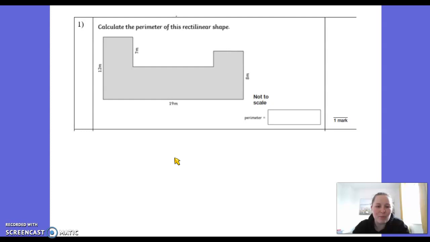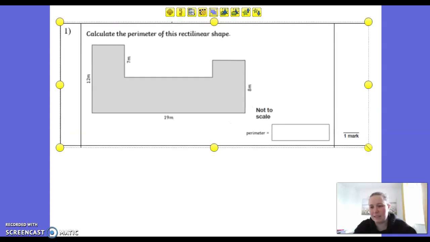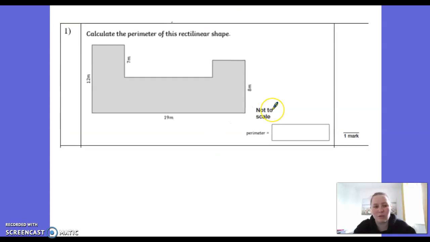So here's number 1. Now this question, when I was originally looking at it, I thought, oh, that's easy. And then I realised we've got lots of missing sides and I got a little bit confused, I'm not going to lie. So don't worry if you found this tricky. I'm going to talk through exactly how we find all those missing sides to add them up.